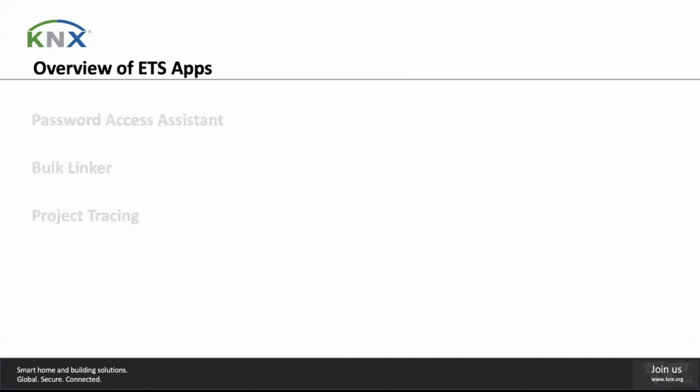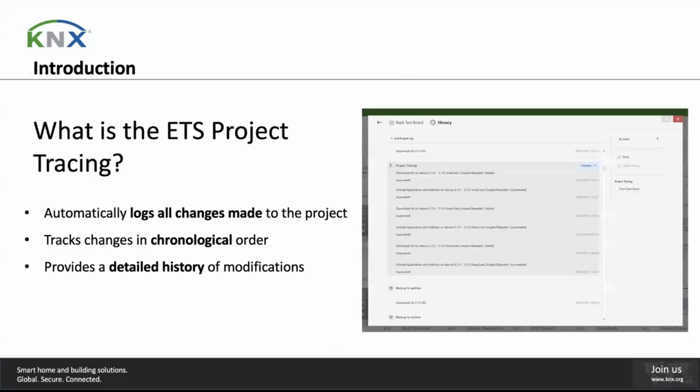Project tracing is the next one. What's ETS project tracing? Well, it logs all the changes made to a project. Now, ETS 6.4 already does this to a certain extent. So when you look in the details of a project, you'll see a certain amount of information, but there's some stuff it won't do. It won't, for example, show you when projects have been opened and closed, just in the default tracing stuff.